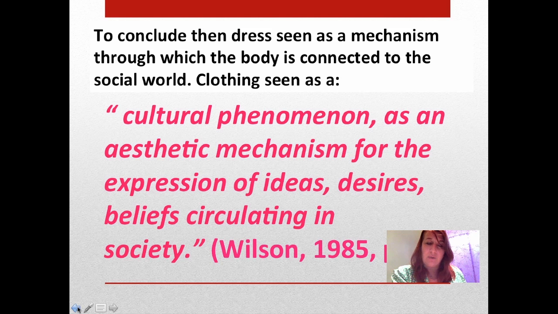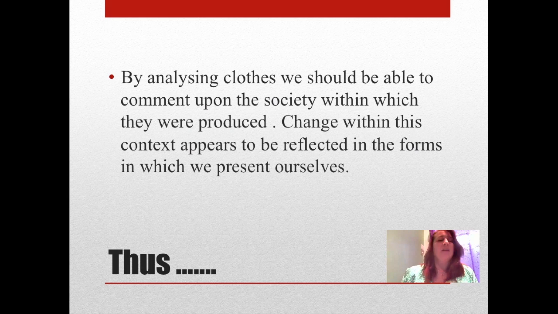And I think this is a nice thing to ponder, the extent to which we can read clothing and pull out how it does express our ideas and our desires and certain beliefs that we see operating around us. I think as well, by analysing clothes, we should be able to comment upon the society within which they were produced, and change within this context appears to be reflected in the forms in which we present ourselves.